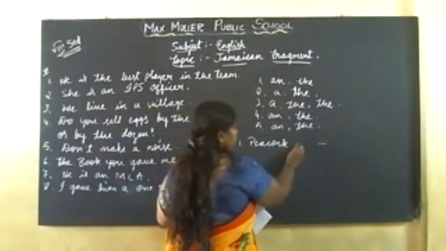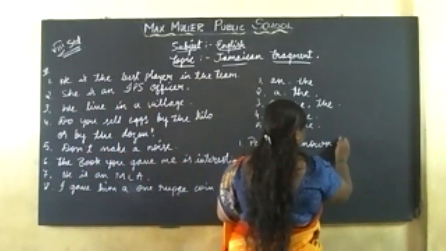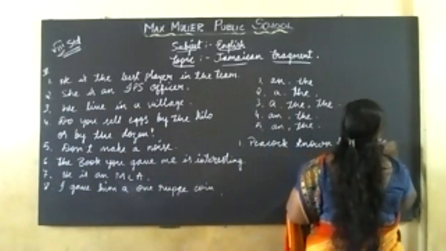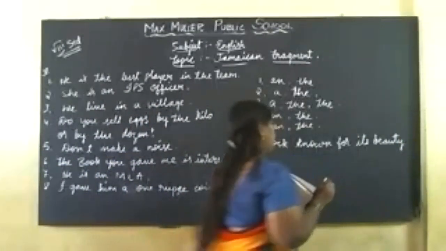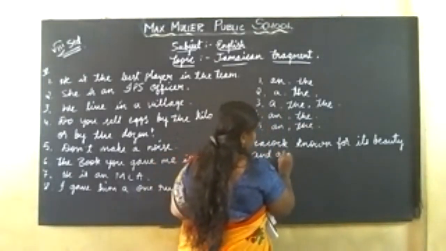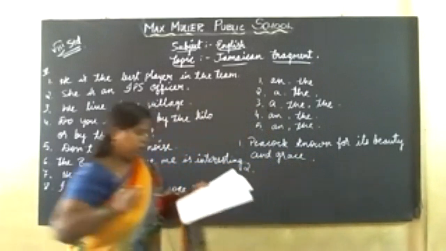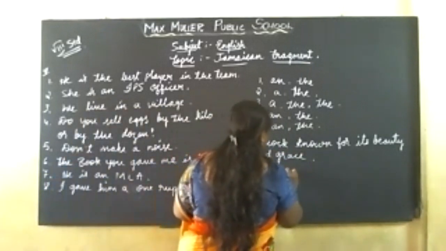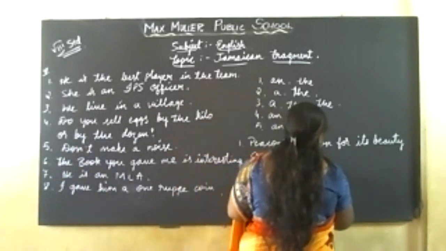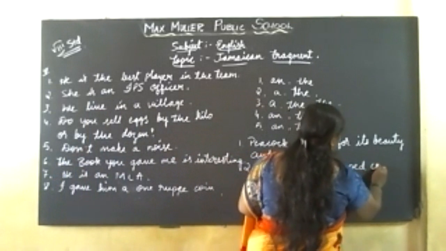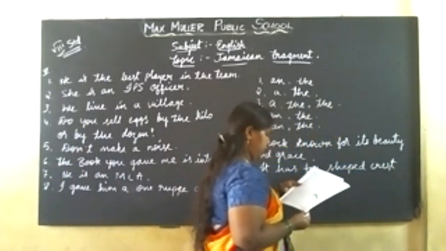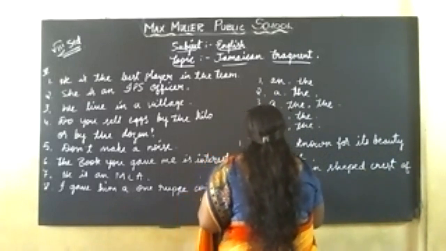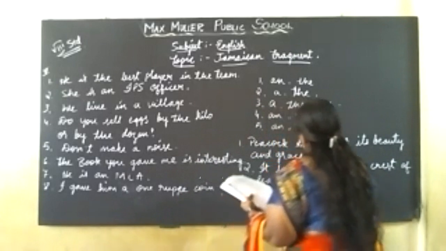Okay, peacock is known for its beauty and grace. So the second one, what does it have on its head? So here, it has a fan-shaped crest of feathers on its head.